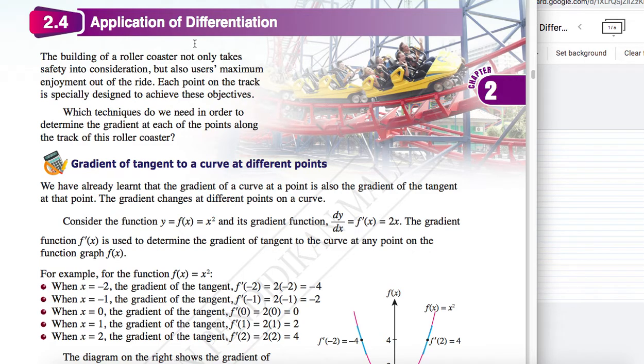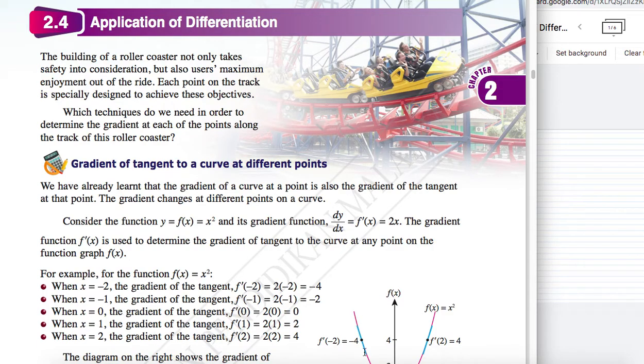2.4 Application of differentiation. This is a roller coaster. When you are inside, what do you feel? We feel up and down and very exciting, right? The building of a roller coaster not only takes safety into consideration but also gets maximum enjoyment out of the ride. Each point on the track is specially designed to achieve these objectives.